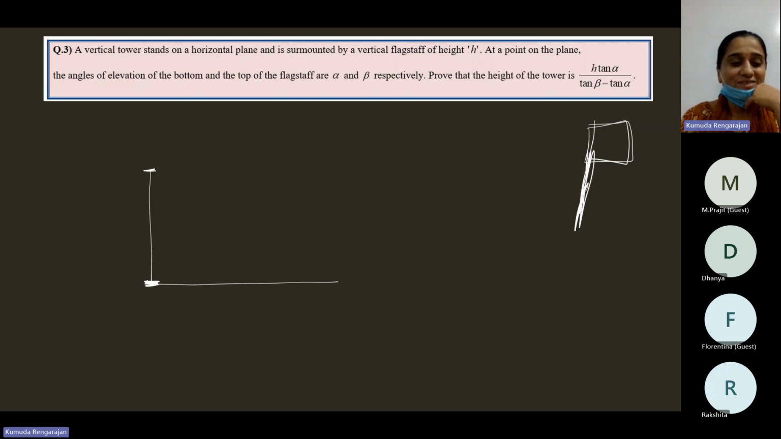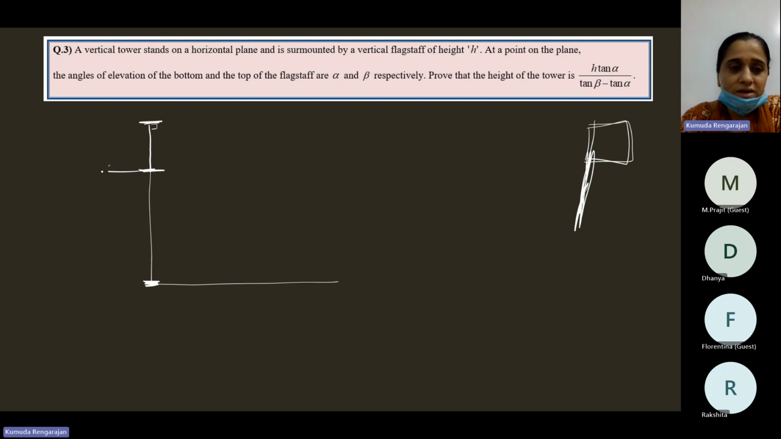Okay. This is the foot of the tower. This is the top of the tower. This is the flagstaff. I'm not drawing the flag. Let me show it like this. This is the flagstaff. This is the top of the flagstaff. This is the bottom of the flagstaff, which is also the top of the tower.